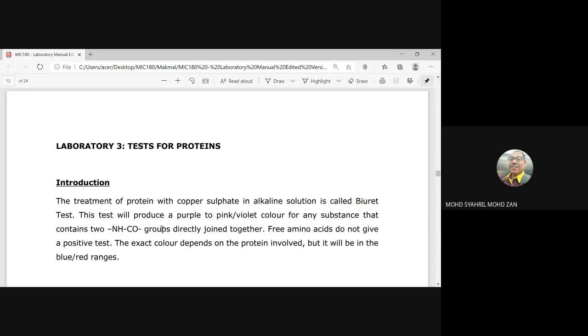So positive test, mesti dapat warna pink or violet color. So if we get other colors, such as blue or red range, then it is not what we call a protein. The exact color depends on the protein involved, but it will be in the blue or red range.